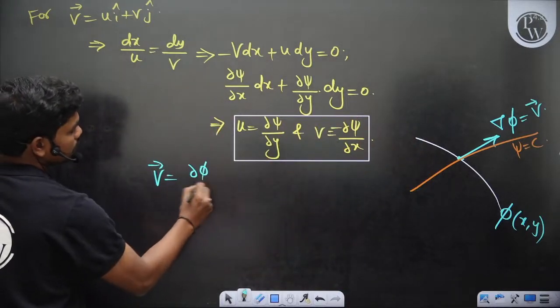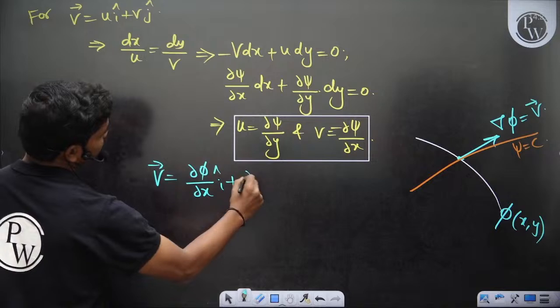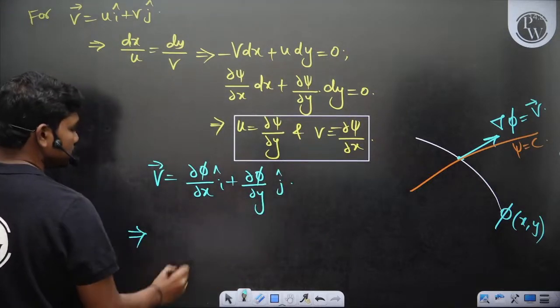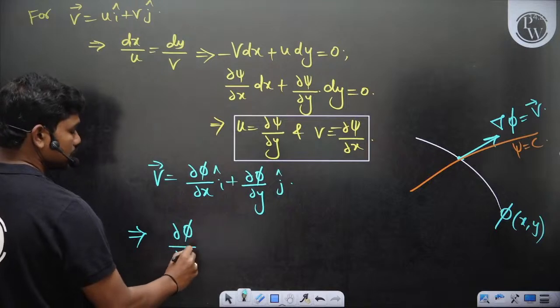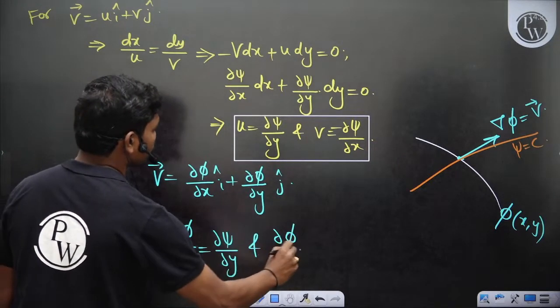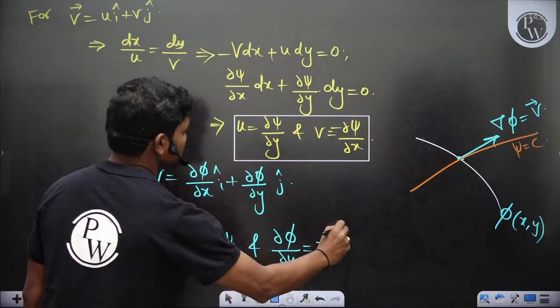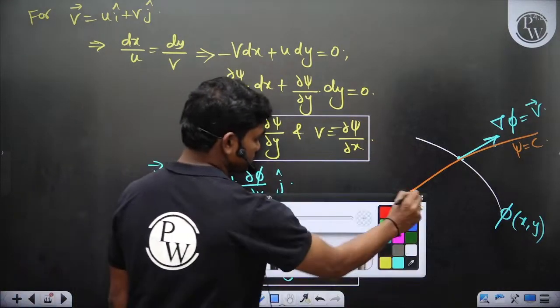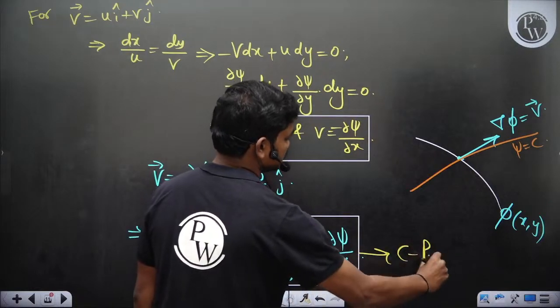So if you take V equal to gradient of phi, that is dou phi by dou x i cap plus dou phi by dou y j cap. In this case, dou phi by dou x is equal to dou psi by dou y, and dou phi by dou y is equal to minus dou psi by dou x, and these are the Cauchy-Riemann equations, very useful for potential flows.